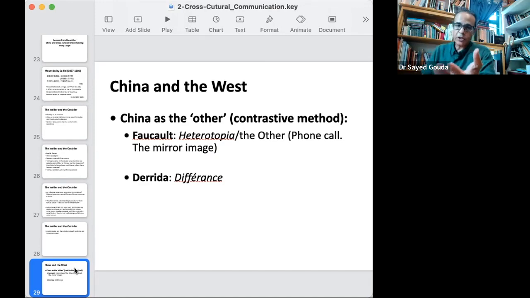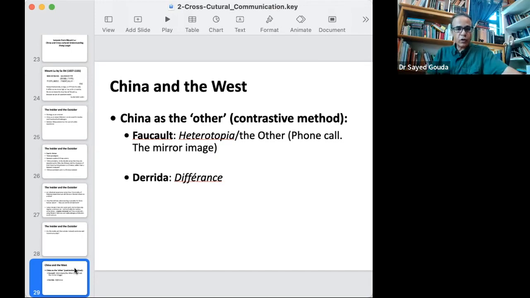So Michel Foucault, the French philosopher, came up with this expression, heterotopia. Hetero meaning other, topia is place. It's like utopia. When you say utopia, you know utopia, right? It's the very famous novel by Thomas More. It's this perfect world, the imaginary perfect world. We imagine that there's a perfect world.